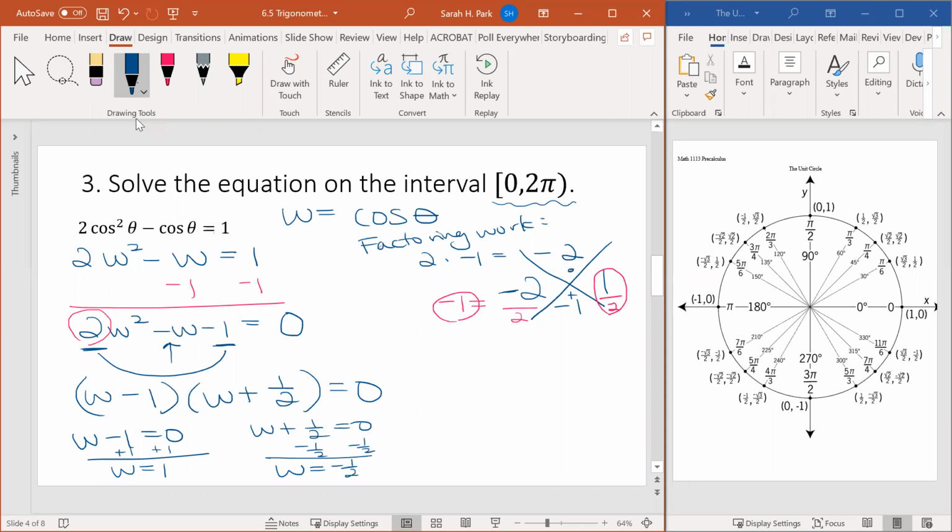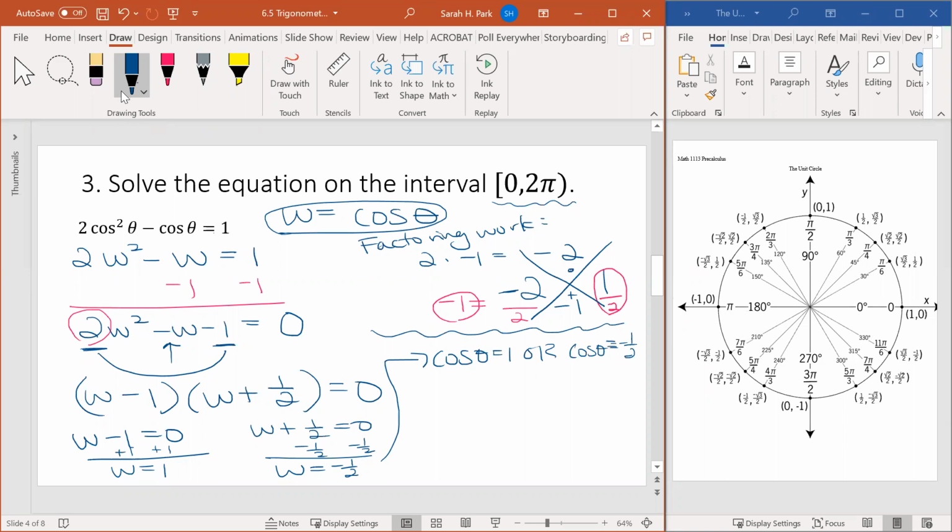Now, if this were an algebraic equation, we would say, okay, those are our 2 solutions, but it's a trig equation. So now remember how in the beginning of the problem, we had substituted w for cosine theta. So now we have to do the substitution back. So w equals 1, we're going to substitute as cosine theta is equal to 1. Or there's the other one, w equals -1/2. So we got cosine of theta is equal to -1/2.